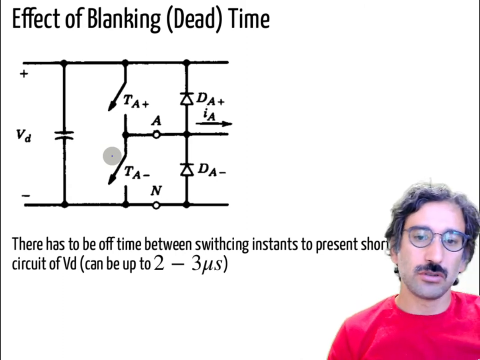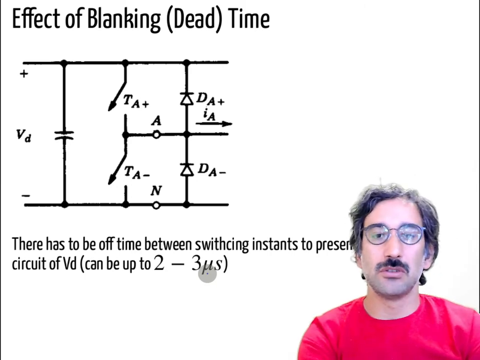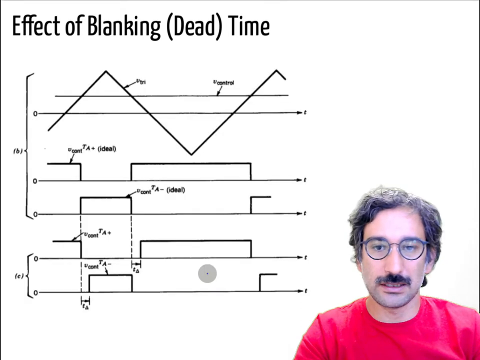So in order to prevent that, we usually introduce some kind of dead time, also called blanking time, to prevent short circuits. It totally depends on the properties of the transistors that we use, but it can be up to like 2-3 microseconds.